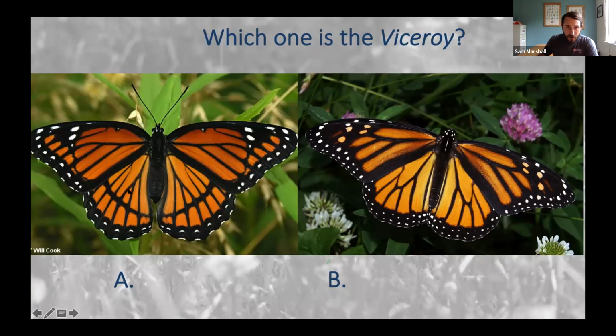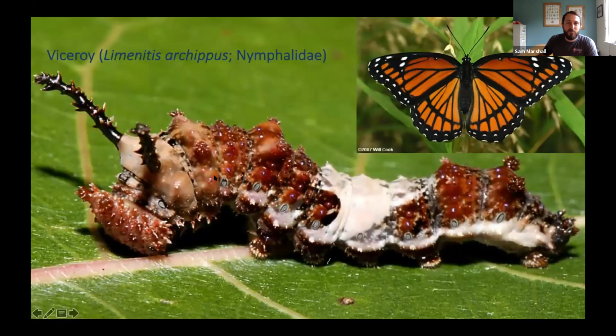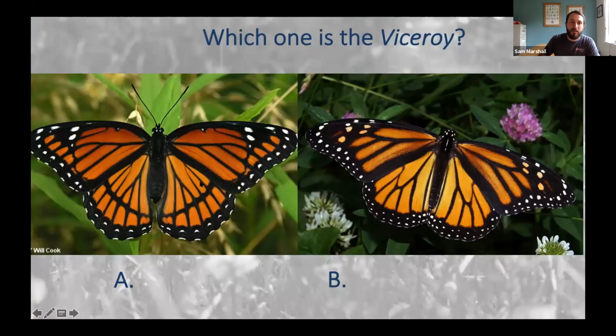So our viceroy, you can see here that it's got this line on the hind wings that cuts across, whereas our monarch does not have that line. So it's a very convincing mimic. You can see why it would be beneficial, because viceroys don't actually feed on milkweeds. They have no defensive chemicals in their bodies.